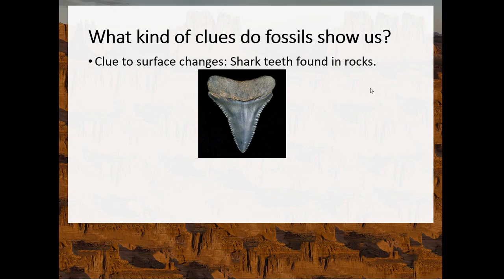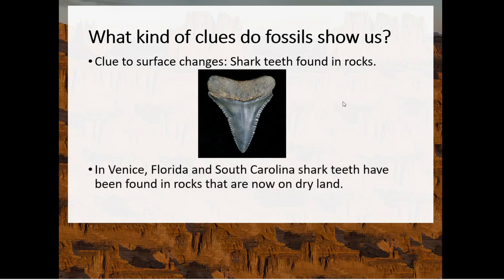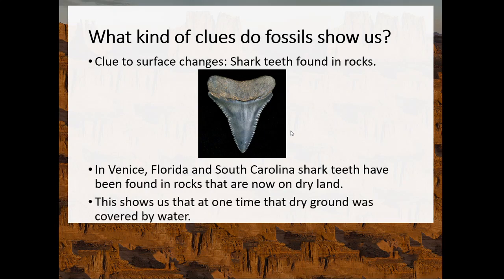Okay, and what kind of clues do fossils show us? Well, clues to surface changes. Surface changes could be like going from land to water or water to land, such as shark teeth that are found in rocks in Venice, Florida and South Carolina. They find a ton of these shark teeth in rocks, and so they know that even though now it's dry land, at one time it was covered by water. Since we can find fossils of animals that only live in water, we know that land was once covered by water.